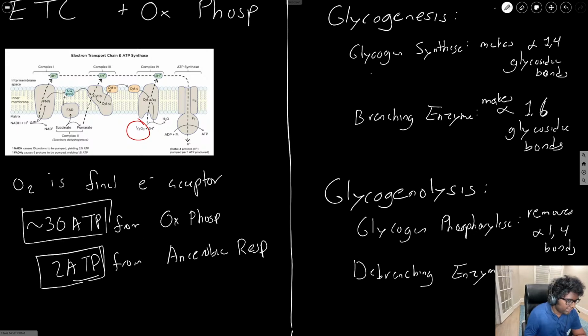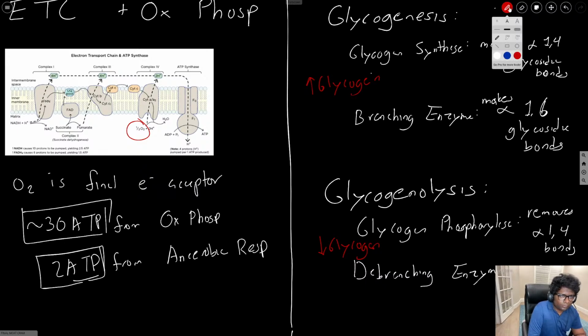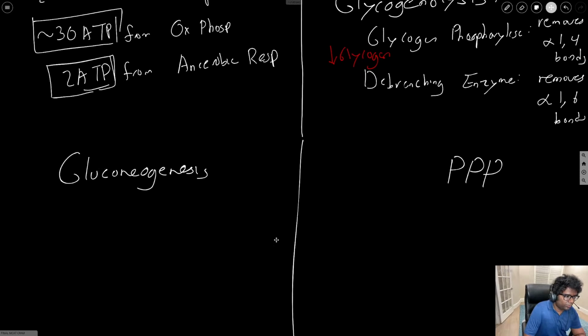I guess if I had to say anything, glycogenesis builds up glycogen. So this one, I'll do it in red. Purpose: increase glycogen. That's why you have synthases. This one breaks down glycogen. Yeah, if anything, that's basically what these pathways are for. Let's move on. I have two more for you guys.